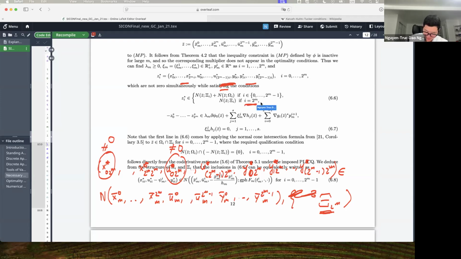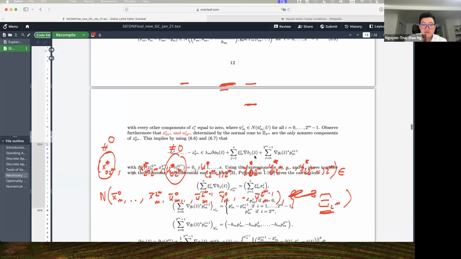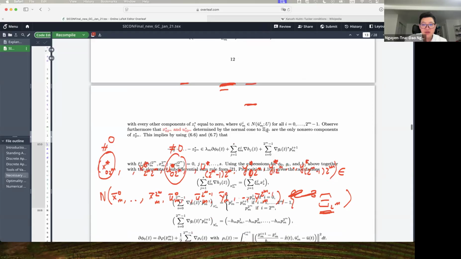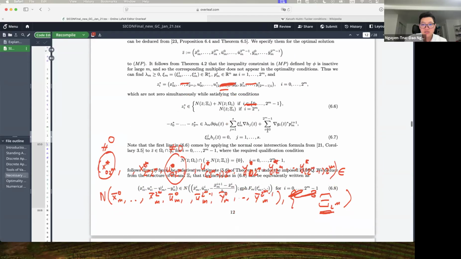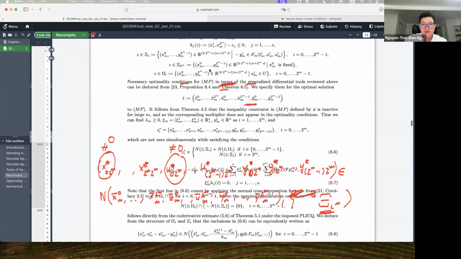I see, because this one is 2 to the mth. Let me go down. Okay, 2 to the mth, only 2 to the mth. So the constraint is with I equals 2 to the mth. I see. I was incorrect. I looked at the wrong set. I have to look at this set, because this set is for theta 2m, not that set. That set is for I equals 0 to 2m minus 1. So when I look at this set, I can see x 0 2m is fixed.